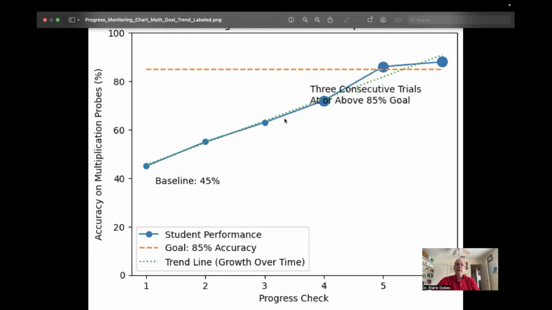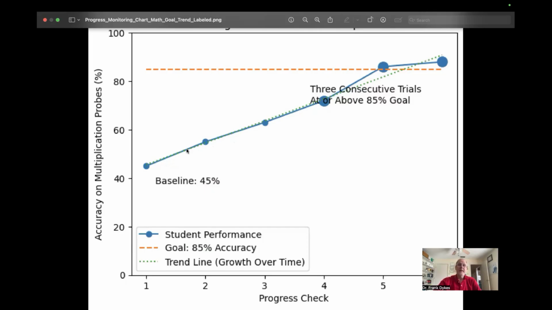Each of these data points that you see represents a progress checkpoint that we've done looking at that 2-digit by 2-digit multiplication. Over time, you're going to see some steady growth that this student is making. Now, this dashed line that you see, that is the goal line. Oh, sorry, this one is the goal line. 85% accuracy is what we're aiming for.